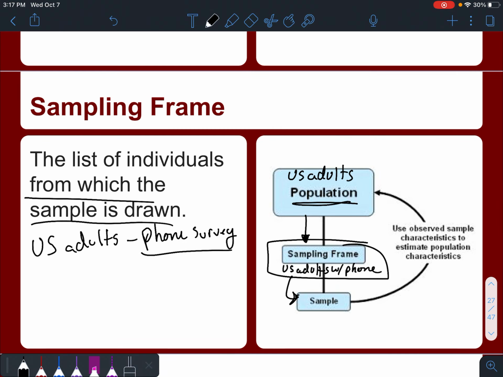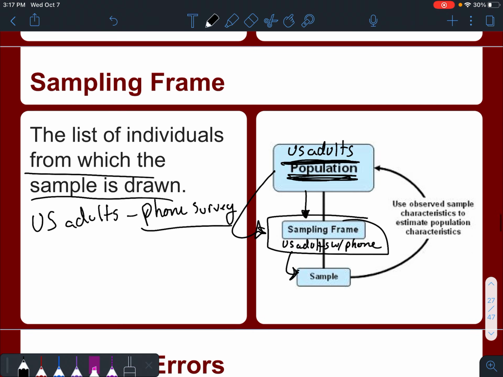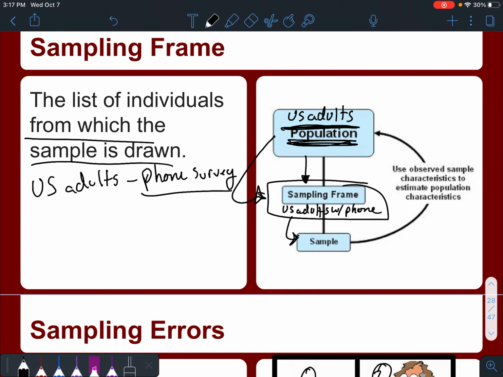So while we say our population is U.S. adults, if it's a phone survey, the sampling frame is going to be U.S. adults with a phone. So we're leaving out some proportion there. We use the observed sample characteristic to estimate population characteristics.